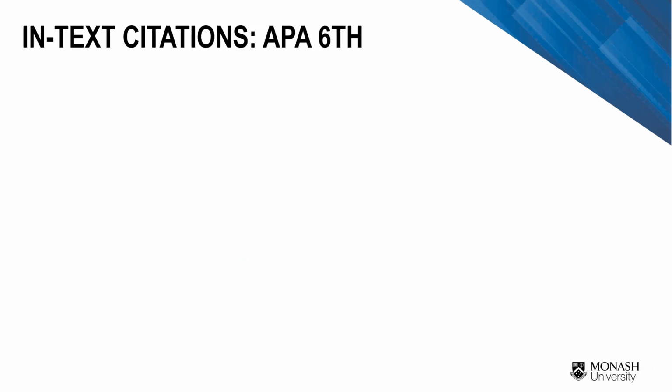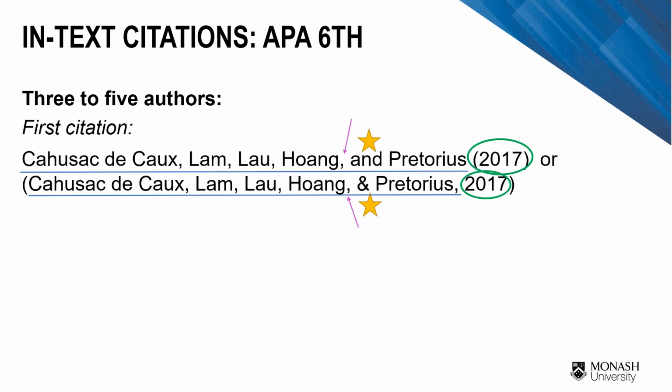In APA 6th style, you list all the authors for a source with 3 to 5 authors the first time you use it. The author's surnames are separated by commas and the word "and" or the ampersand sign before the last author. Take special note of the comma that appears before the "and" or ampersand sign. This is followed by a comma and the year of publication.